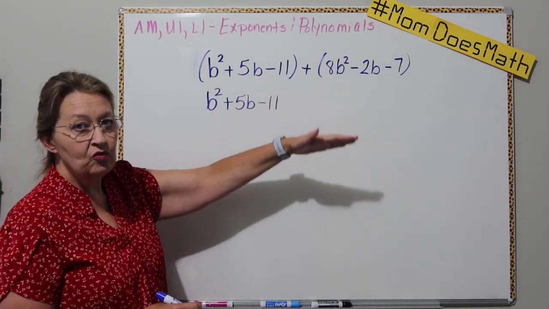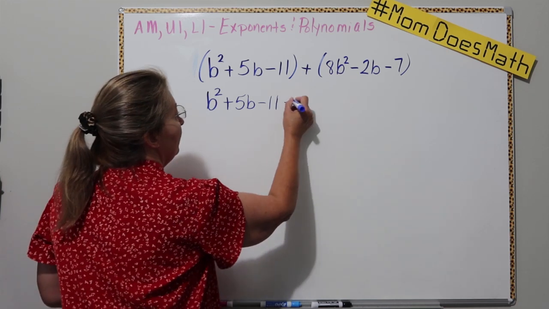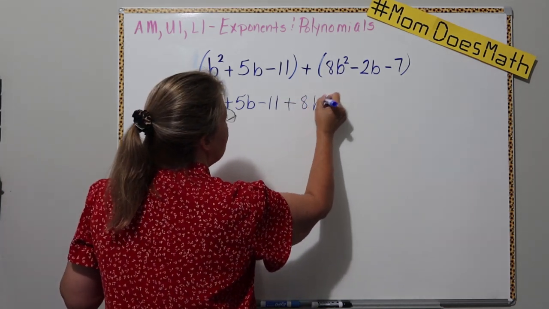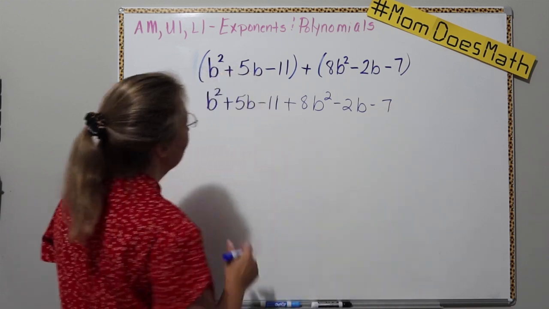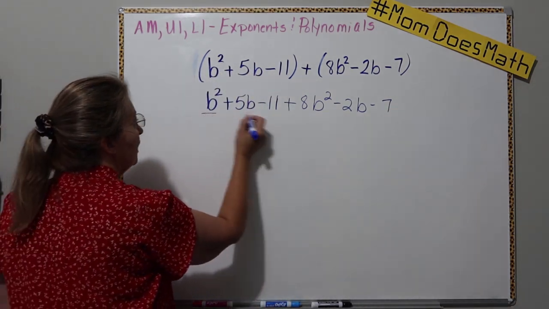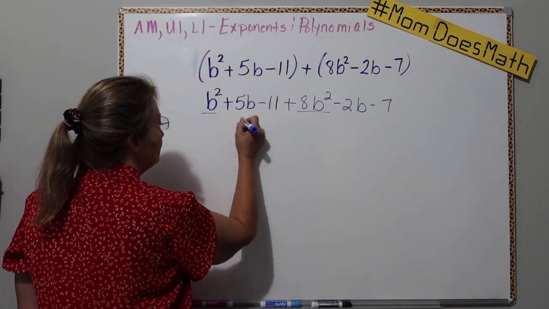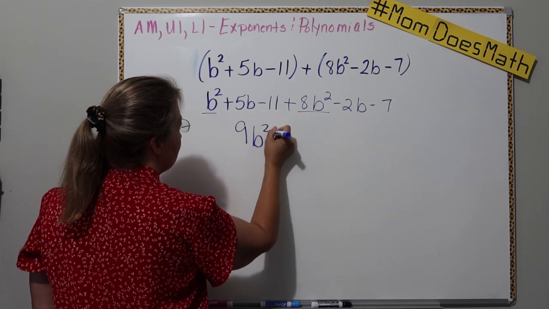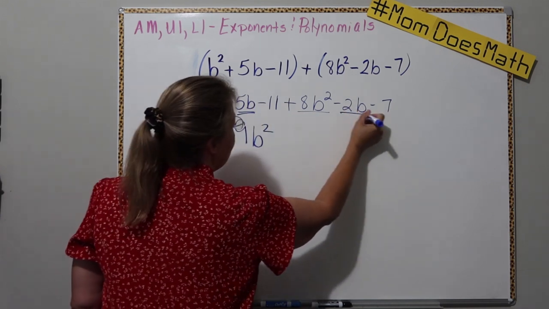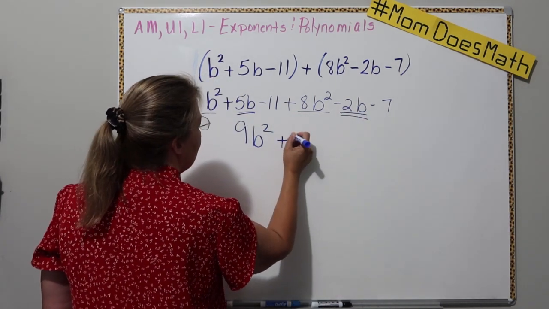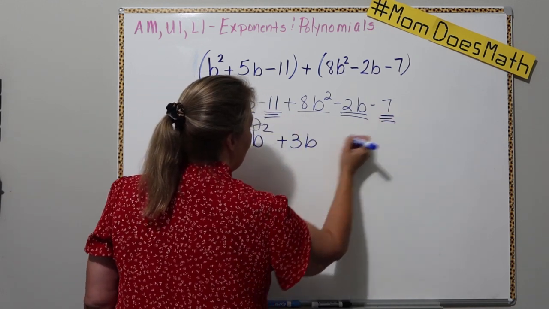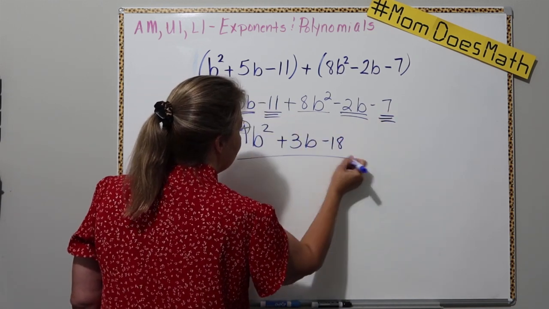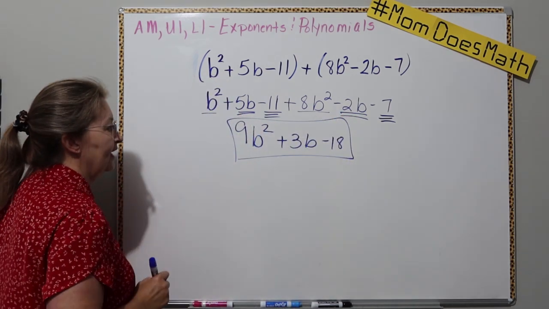This has a plus 1 outside of it, so that's not going to change anything. And now I'm free to combine terms. So b squared plus 8b squared is 9b squared. 5b minus 2b is positive 3b. And minus 11 minus 7 is minus 18, final answer.